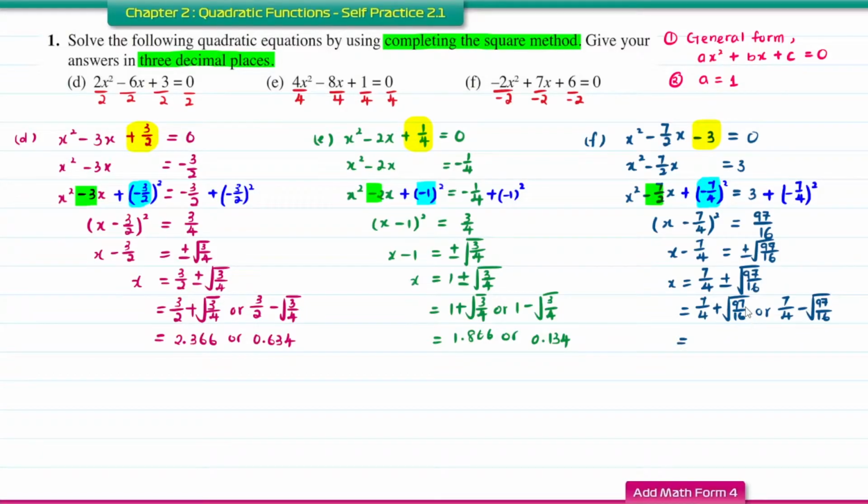Solve this using your calculator, you get the answer 4.212 or the other one is negative 0.712.